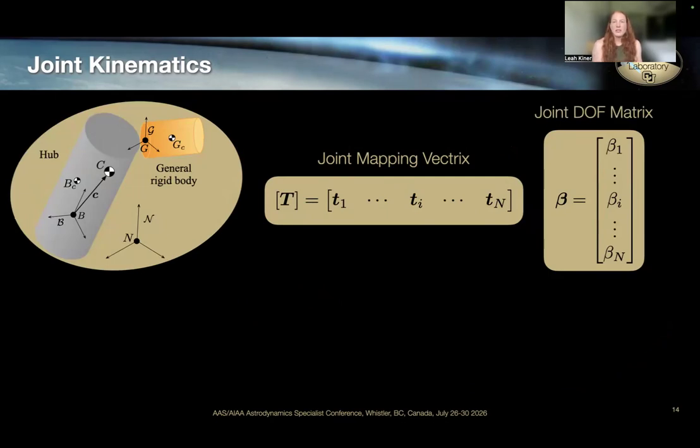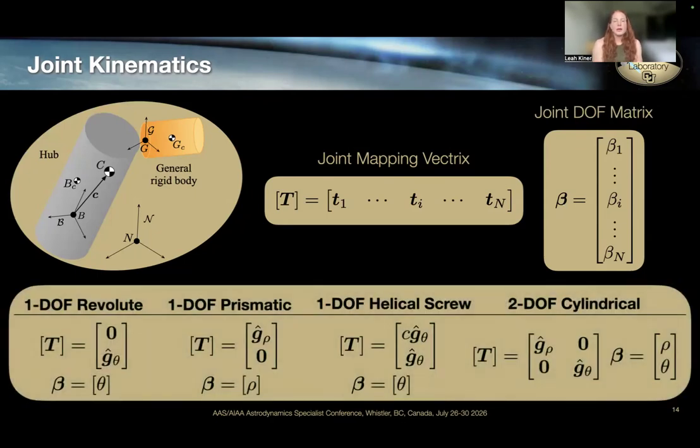So the single joint has a degree of freedom matrix beta. The ordering of the degrees of freedom in beta acts as the indication of the sequential nature of the joint. And the axes that these degrees of freedom act with respect to are the columns of this joint mapping vectrix T here. Just for example, here we have different types of joints. For this T matrix, the number of columns corresponds to the size of the degree of freedom vector beta, and the number of rows is always 6.